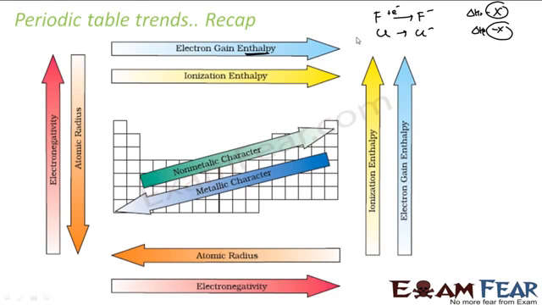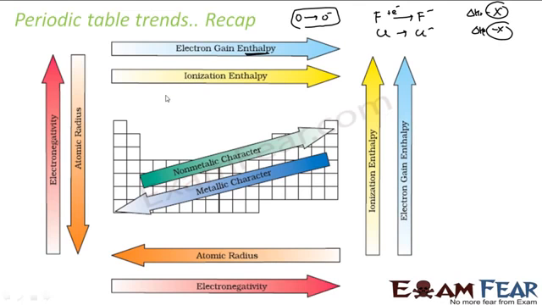This increases, and fluorine has the maximum value because fluorine wants to be stable. Chlorine also has a good value, but if you talk about oxygen to O minus, I doubt it will have a good value. Anyway, this value increases if you go from left to right. Also, if you go from bottom to top, this value increases.